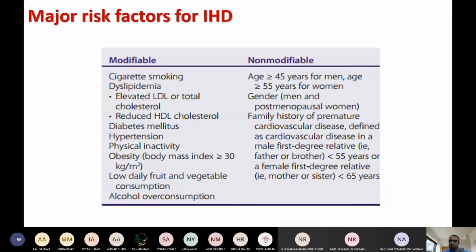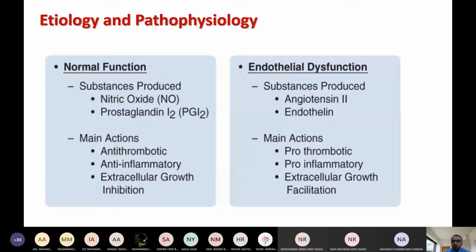The non-modifiable risk factors are a bit different. Here we have the aging process, normally more than 45 in men and more than 55 in women. Normally they are at increased risk of ischemic heart disease compared to the younger population. The gender: men, as we mentioned, at a younger age and at a higher incidence rate will be exposed and at risk for ischemic heart disease, and we have a family history of cardiac issues.